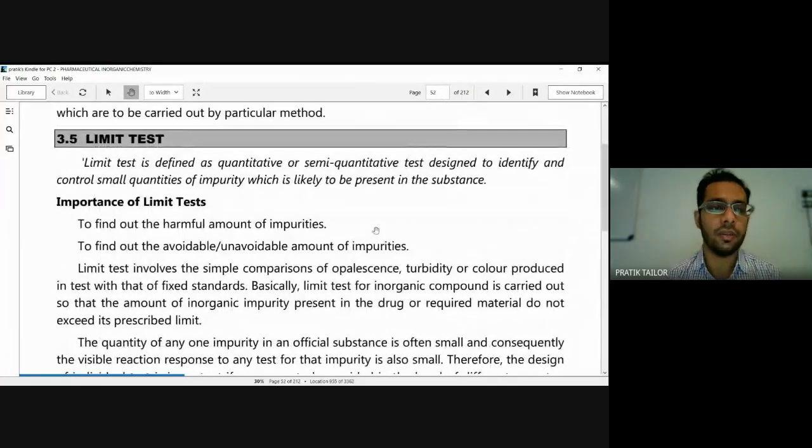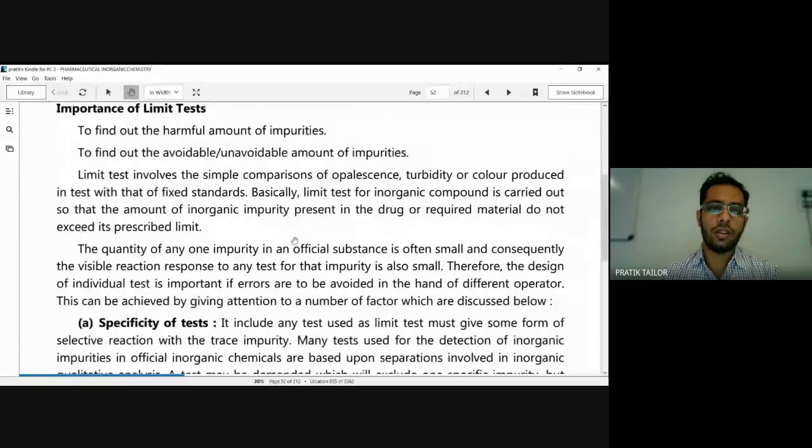Now comes your limit test. Okay, limit test is defined as a quantitative or semi-quantitative test. Majority of what we are going to study and perform in the lab will normally be a semi-quantitative test, designed to identify and control small quantities of impurity which is likely to be present in the substance. So it is for the identification of impurity which is present in small amount. Remember this, it is present in a small amount. So we will be able to identify the impurity and we will try to avoid the impurity in our preparation.